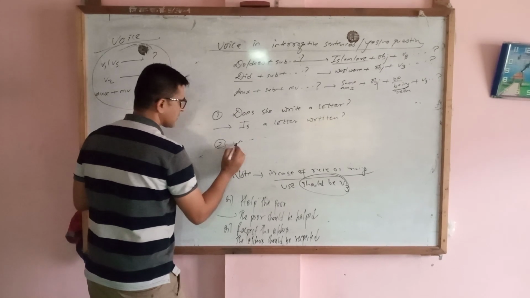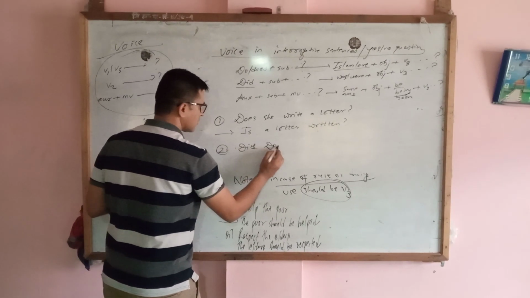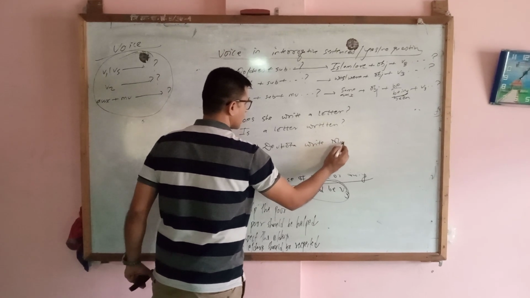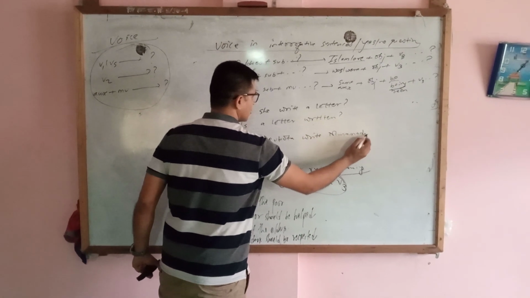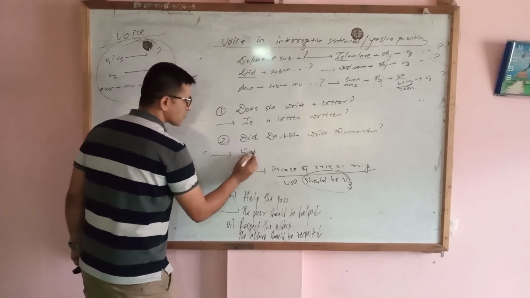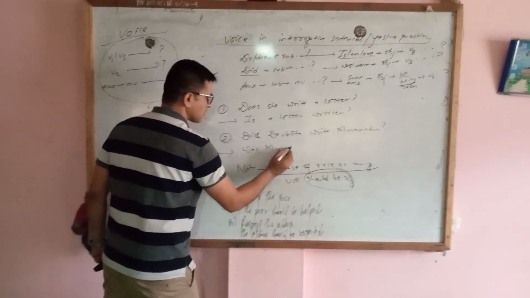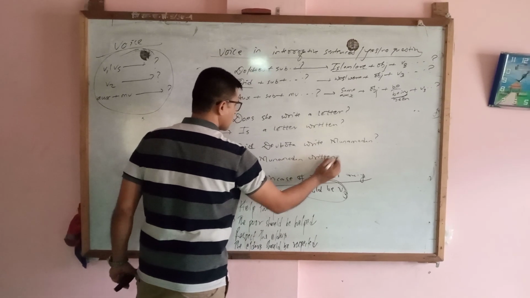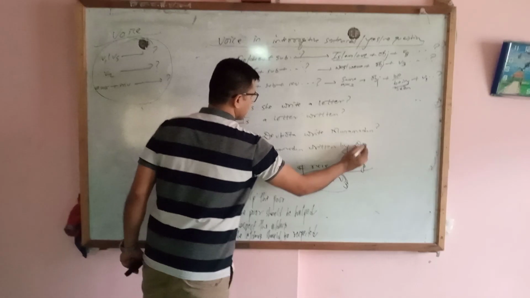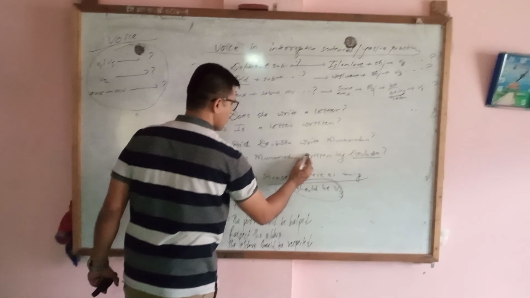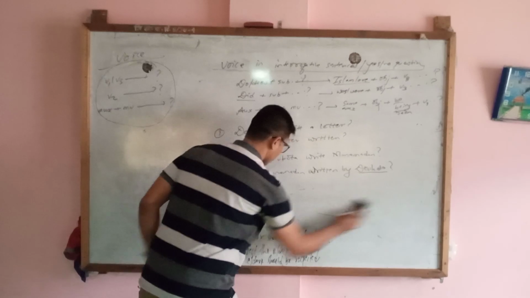Now, next question is, did Devkota write Munamadan? Question mark. Answer must be, was Munamadan written by Devkota? Here you have to write by because it is the name of a person, right?